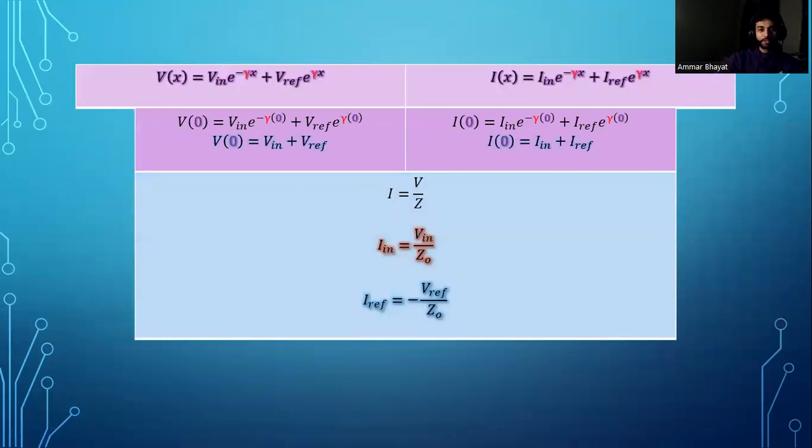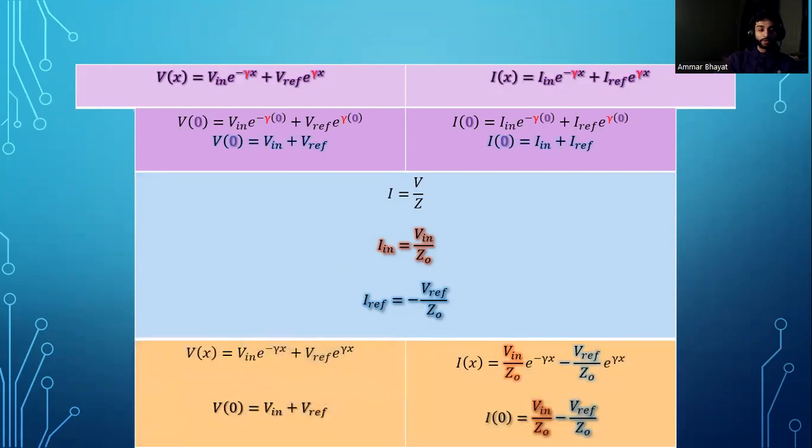So we can write our current equation in terms of reflected voltage and input voltage. I in is pretty easy: V in over Z naught. I haven't really talked about Z naught, which is the characteristic impedance. Maybe I should have actually made a slide. Sorry about that. And I ref is negative V ref over Z naught. Why are we getting a negative? It's because when our current hits the end of a transmission line, it's going to reflect in the opposite direction, so you get negative current. So now here are our final equations, all in terms of voltage in and voltage reflected. Same with our current.